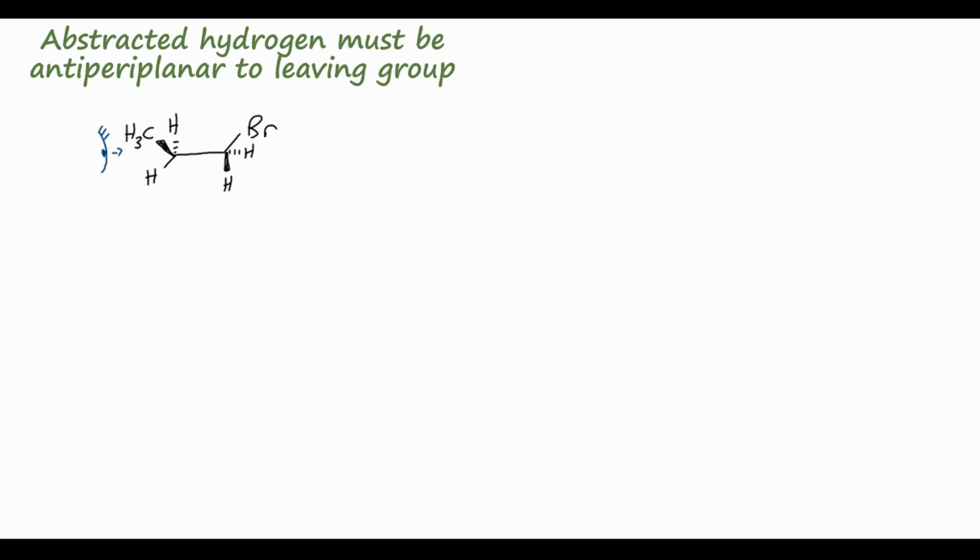And if you need any review on what Newman projections are or how to interpret them, please take a look at my previous video on that topic as well. So let's draw this Newman projection here. We have the front carbon, where we have these three substituents: the hydrogen pointing down, hydrogen pointing sort of left and up, and then the methyl group going to the right and up.